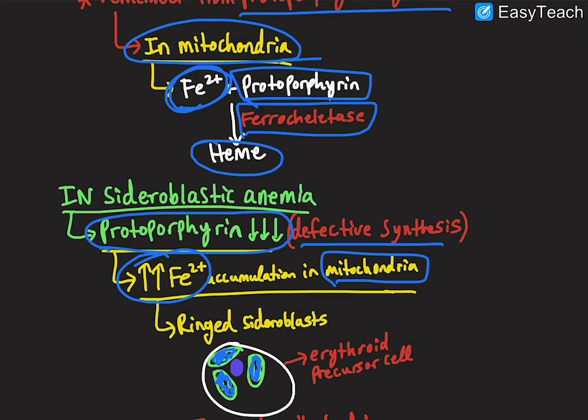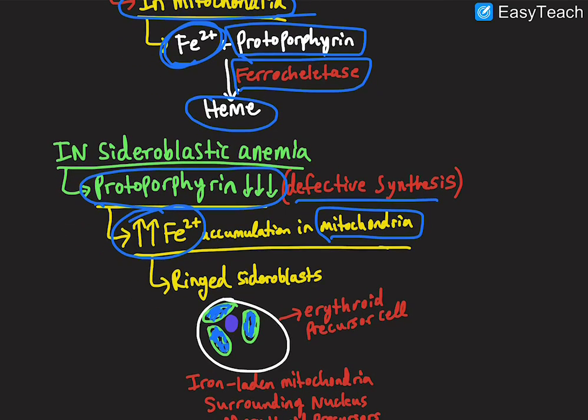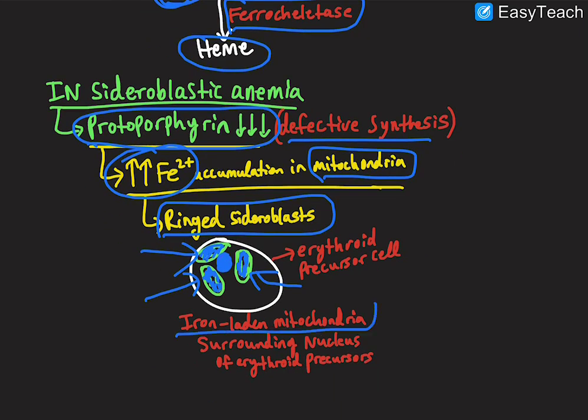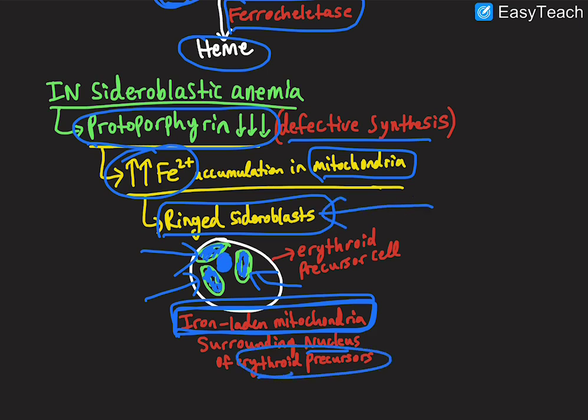So iron keeps on accumulating in the mitochondria of your developing red blood cells, which leads to the formation of ringed sideroblasts, which is basically this iron accumulation in your mitochondria. These iron-laden mitochondria surround the nucleus of your erythroblasts, which is called ring sideroblasts.